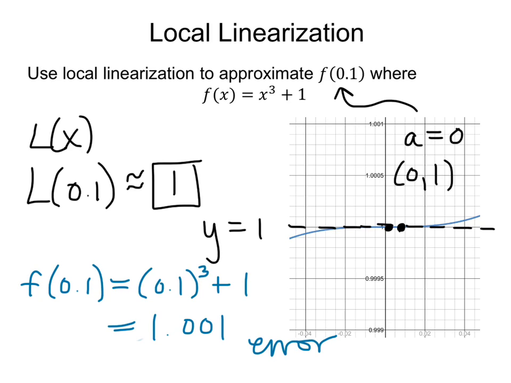But remember, the linearization is an approximate for a function value. We were able to approximate f of 0.1, so the linearization would be 1. Again, the number we would get from the tangent line.